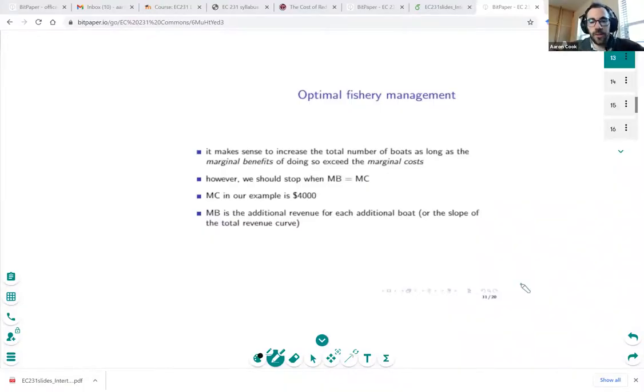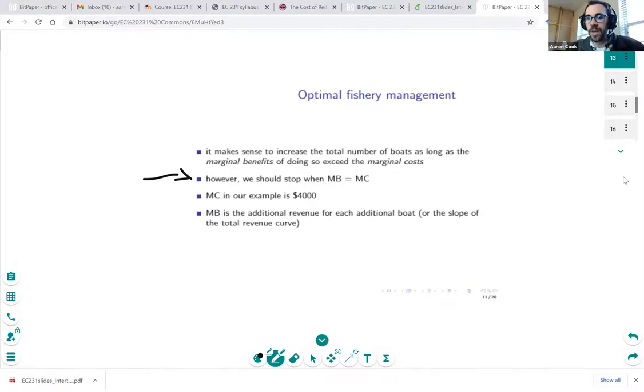So the rule that we talked about last Wednesday, I think, which we actually derived on our own looking at in-class problem three, looking at the incentives of existing boats relative to potential new entrants into the fishery, was that it makes sense economically to keep adding boats to the fishery as long as marginal benefit is greater than marginal cost.